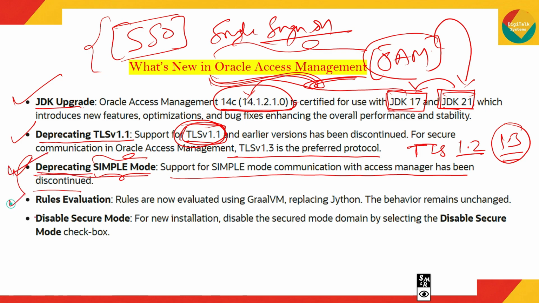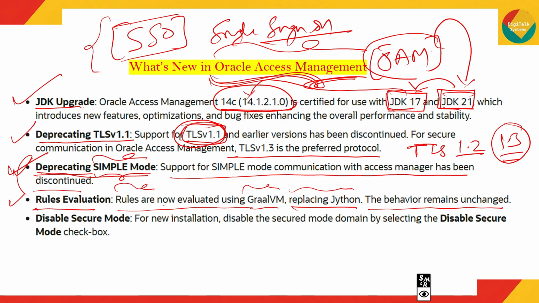Now, the fourth one is rules evaluation. Rules are now evaluated using GraalVM, replacing Jython. The behavior remains unchanged. That means the rule engine of the OAM is now using GraalVM instead of Jython.